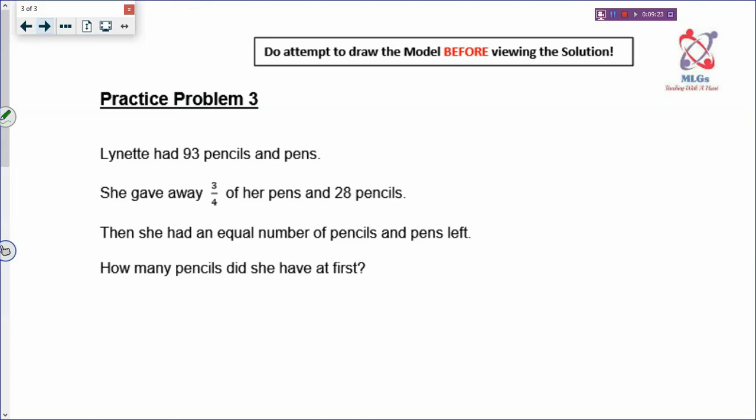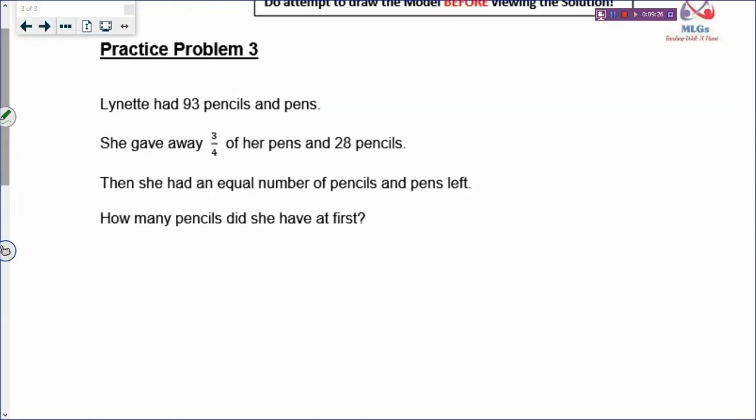The next problem, and again there's an equal concept there. Lynette had 93 pencils and pens. She gave away 3/4 of her pens and 28 pencils. So you can use the fraction.